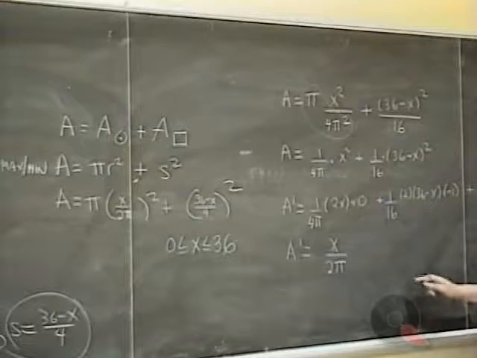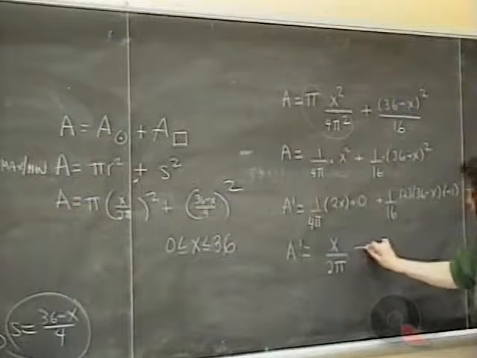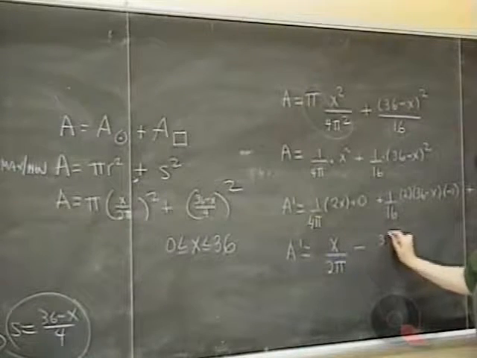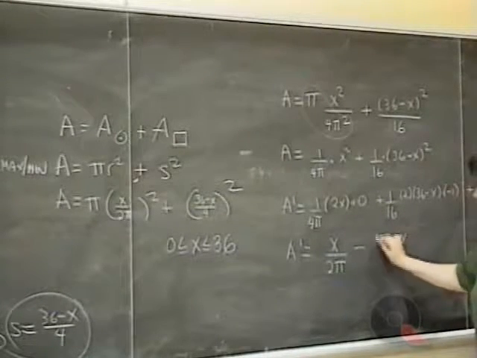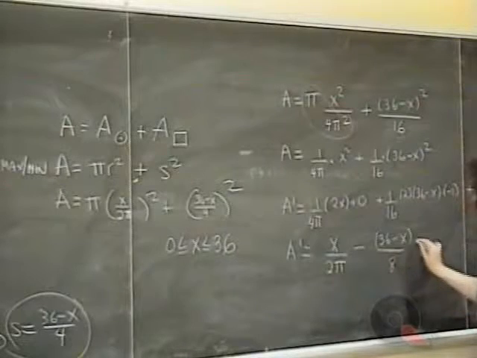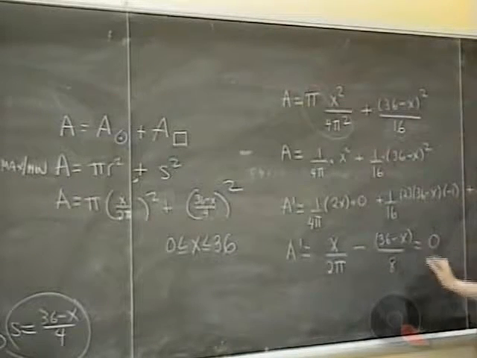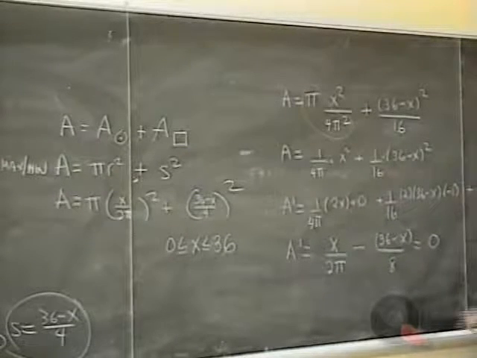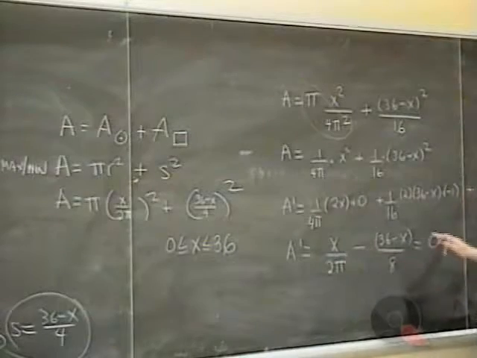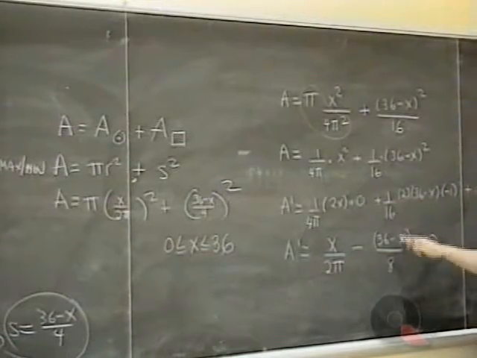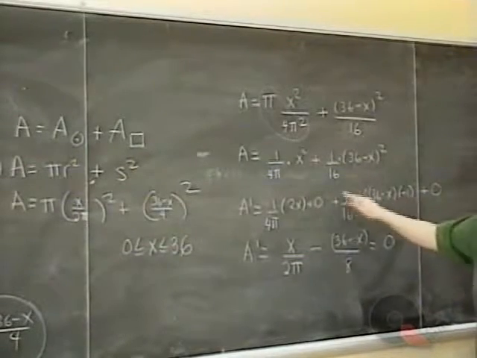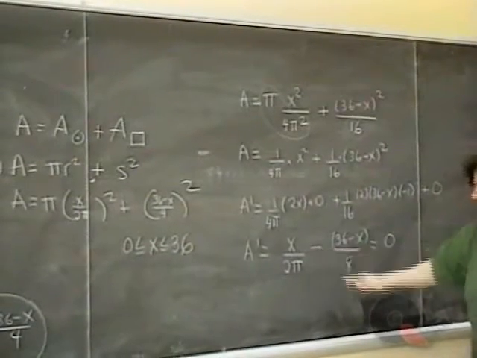minus, 2 goes into 16 8 times, so minus 36 minus x over 8, and we're going to set that equal to 0. I set the derivative equal to 0. Once again, here we divided top and bottom by 2. Here we divided top and bottom by 2. 2 into 16 8 times, 2 into 4 twice. The minus here I threw over here to give us that minus sign.